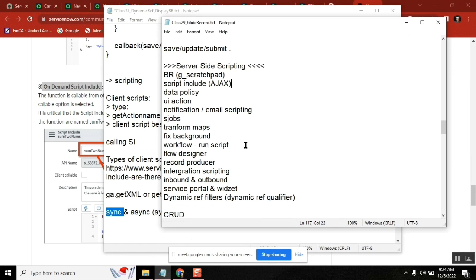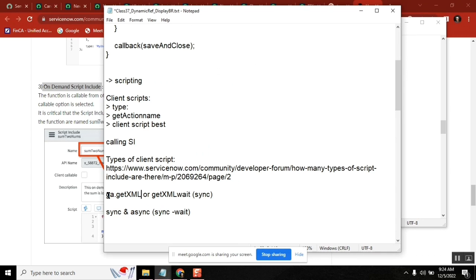Yes. The callback function will be the same for both. The coding and everything will be the same. Here you used getXML and then you used a callback function. That means you are running asynchronously. Obviously, asynchronous is the best option. Correct? Yes, sir.